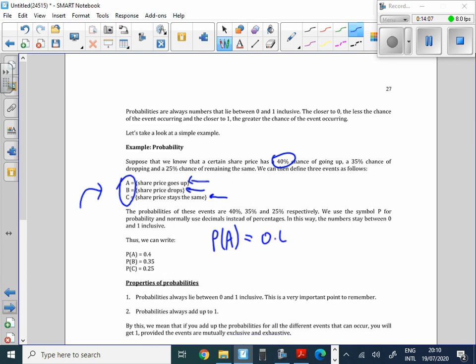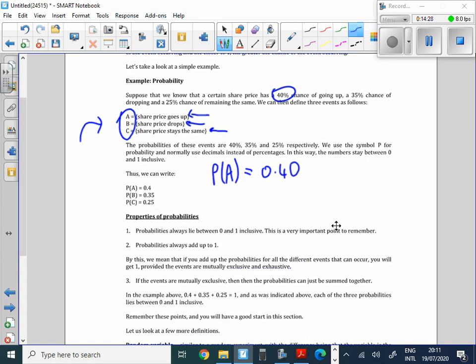And guys, just try your best to denote stuff in terms of how they like it. It'll just make it easier as you go forward in your studies to work in how they work. The probability of A, share price going up, 40%, B, 35%, and C, 25%. And obviously, we move down from there to the very next very important concept, the properties of probabilities.